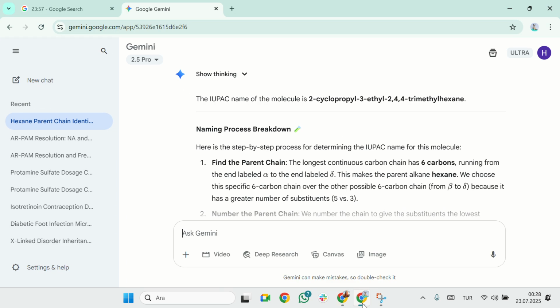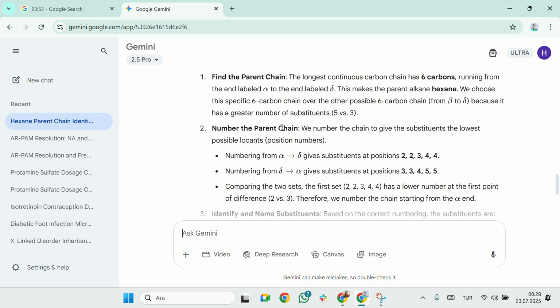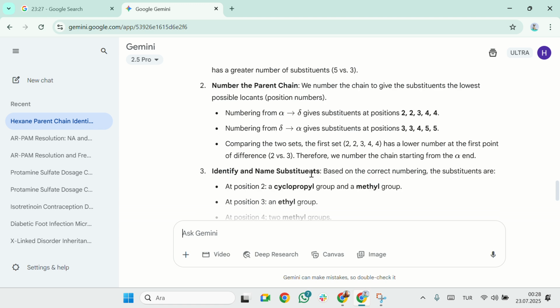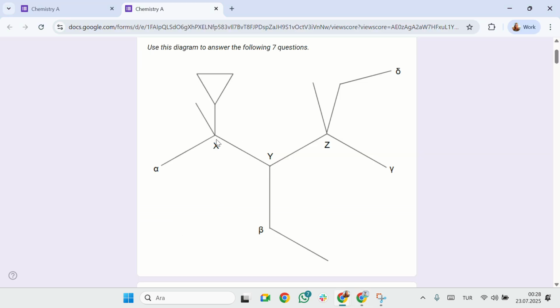Find the parent chain. Okay, we have found this. Number the parent chain. We number the chain to give the substituents the lowest possible locants, position numbers. So numbering from alpha to delta gives 2, 2, 3, 4, 4, and the other direction gives 3, 3. Okay, so we choose this 2, 2, 3, 4, 4, and then identify and name substituents. Okay, so 1, 2, 3, 4, 5, 6. Okay, okay, got it.